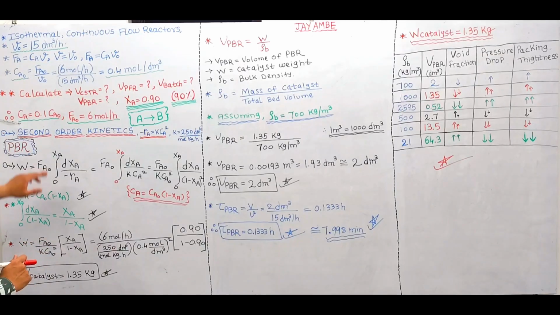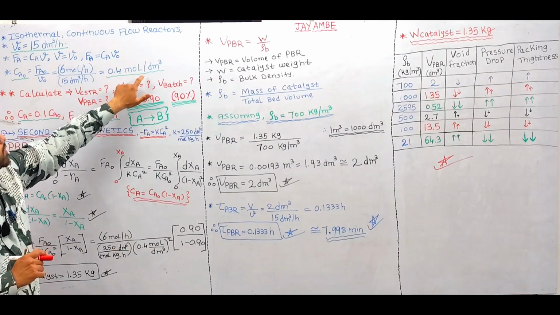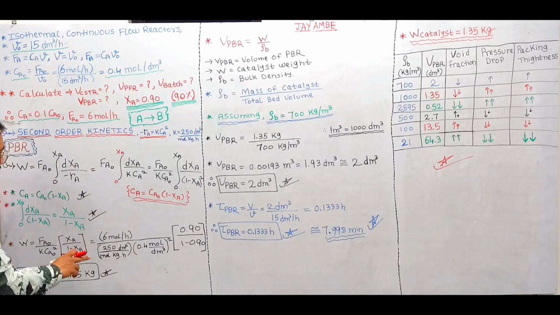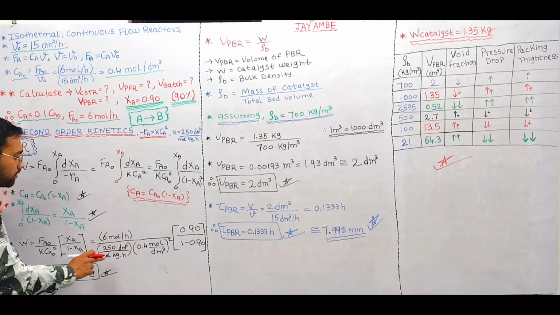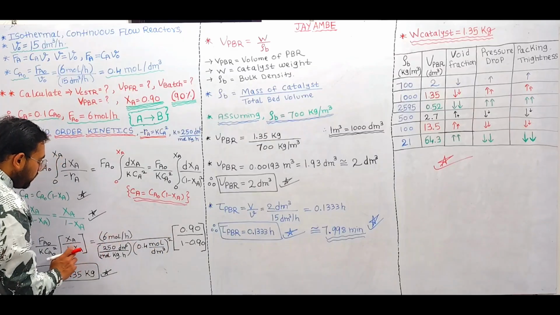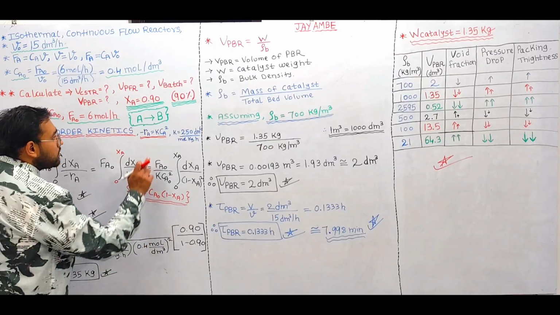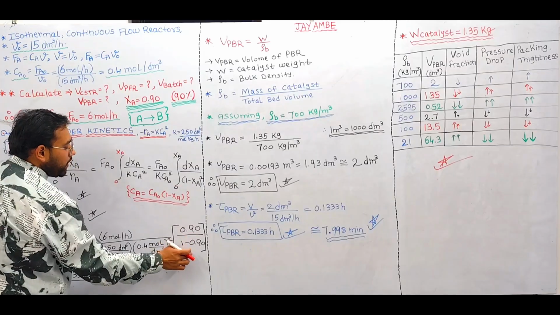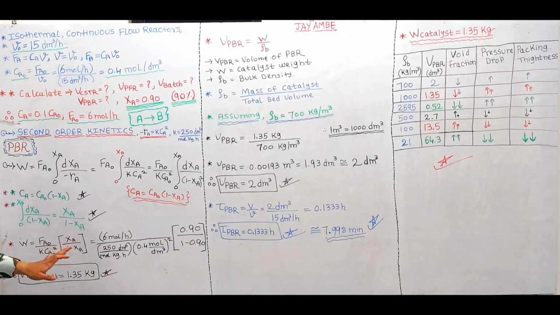Ca naught is equal to 0.4 moles per cubic decimeter, right? So here we have Ca naught squared, so (0.4 moles per cubic decimeter) whole squared, into Xa upon 1 minus Xa, right? So Xa is 0.90 upon 1 minus 0.90. Now you need to just solve.